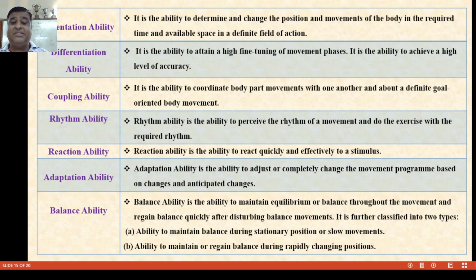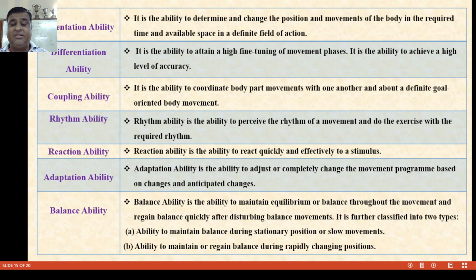Next is rhythmic ability, the ability to perform different types of rhythmic movements and do exercises with the required rhythmic patterns. Reaction ability is the ability to react quickly and effectively to different types of stimulus. Adaptation ability is the ability to adjust or completely change the movement program based on changes and anticipated changes. Last is balance ability, the ability to maintain equilibrium or balance throughout the movements and regain the balance quickly after disturbance of the balance.